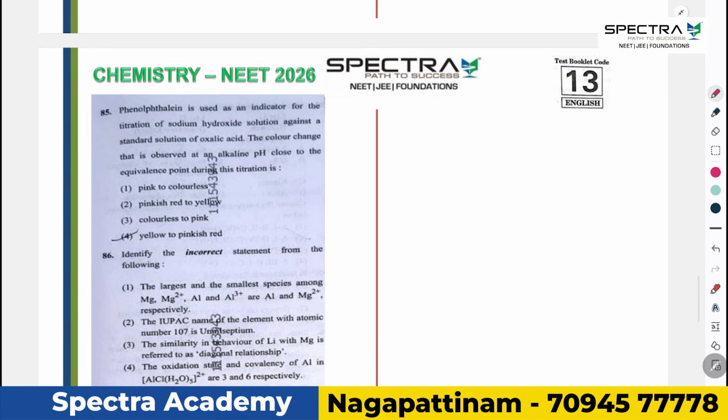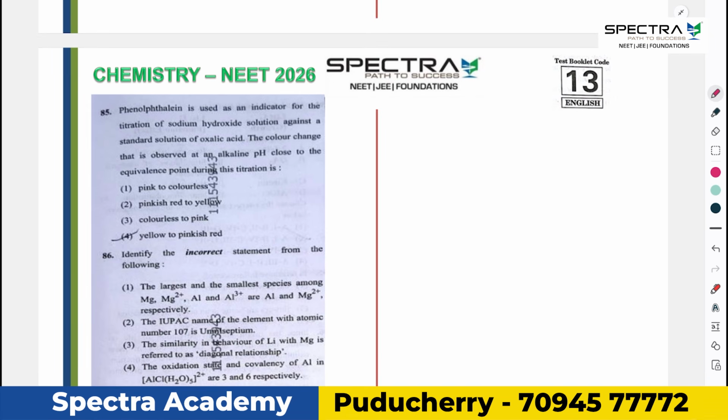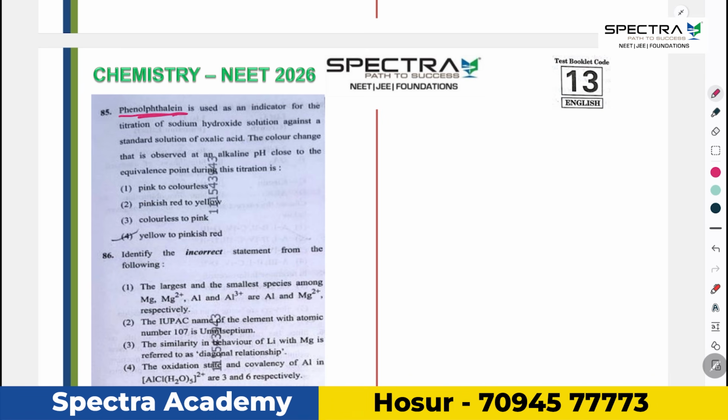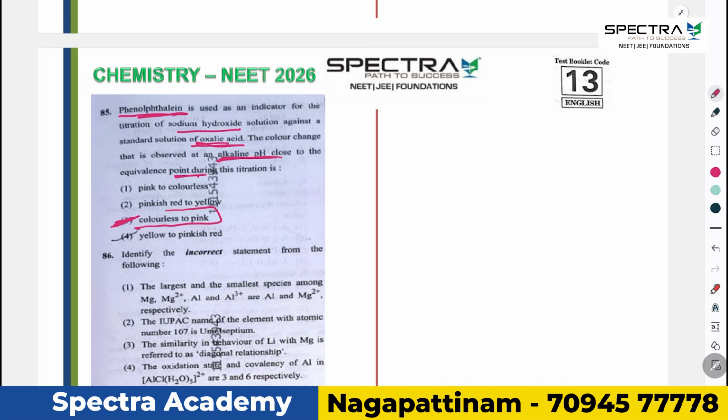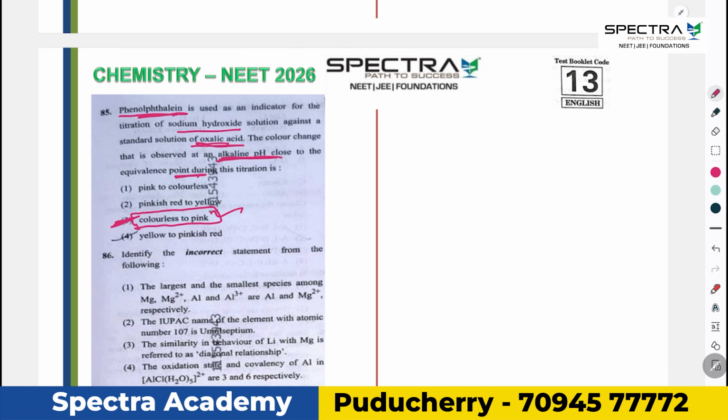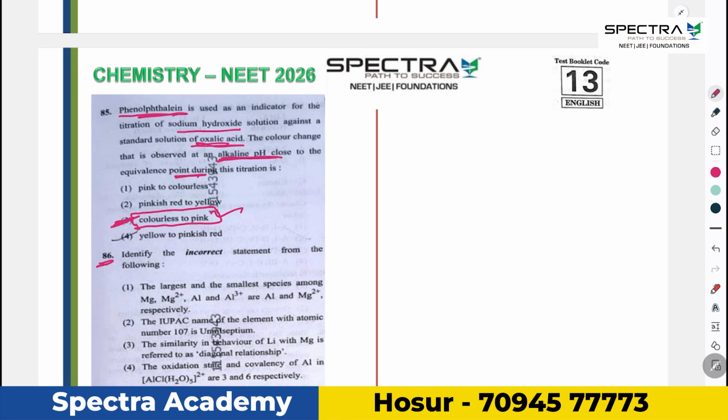Okay, question number 85. It is a direct question only. They are giving phenolphthalein, colorless, used as an indicator for the titration of sodium hydroxide solution against oxalic acid. What is the color change observed at an alkaline pH close to the equivalence point? In basic medium it will change from colorless to pink. It is a direct question, no formulas are needed. Colorless to pink.